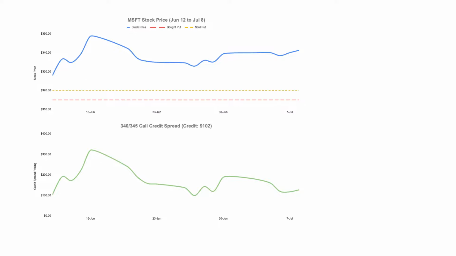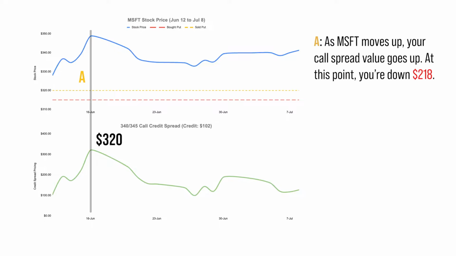You can see on June 12th, when I opened it for 102, immediately after on June 16th, when it peaked at 348.72, your credit spread's already worth $320. So if you were to close it at this very moment, you will incur a loss of $218. Now, because the market starts going down again, you can see your call credit spread pricing starts to subsequently drop.